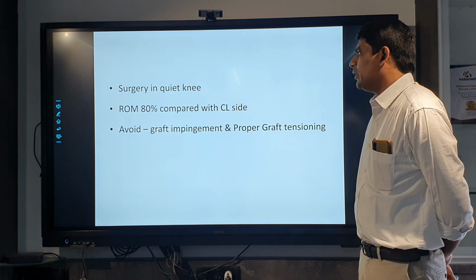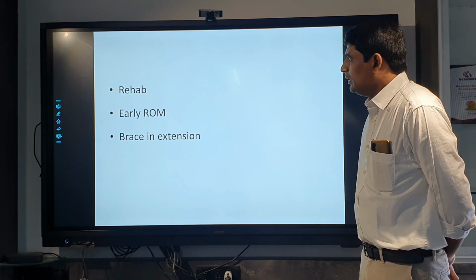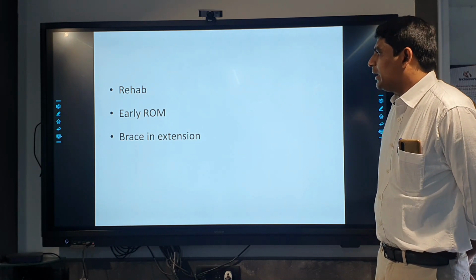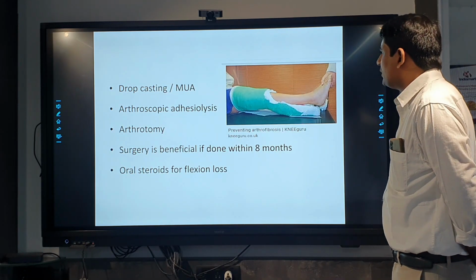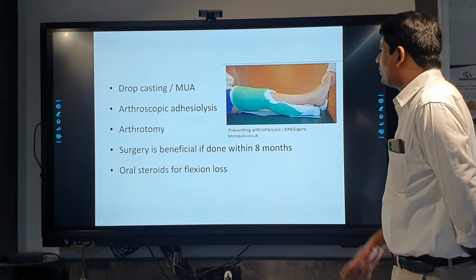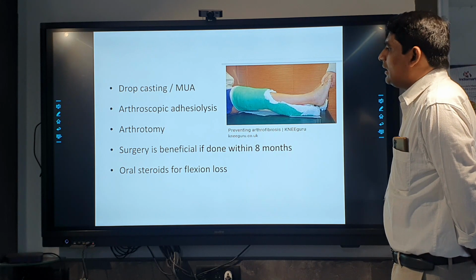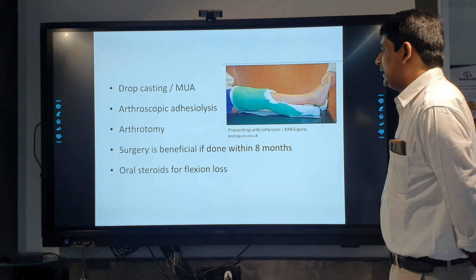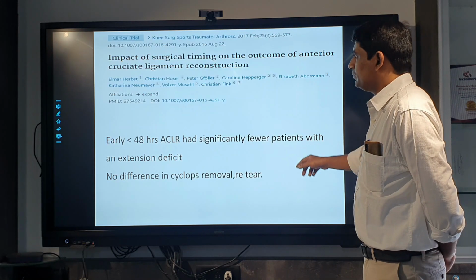If we want to avoid cyclops formation and get better range of motion, then when there is a cyclops formation, do early rehabilitation, early ROM, and brace in extension. The other forms of treating loss of extension include a drop-arm cast, where the anterior thigh is pushed down so that we can get a good extension, manipulation under anesthesia, arthroscopic lysis, and arthrotomy. Surgery is beneficial if done within 8 months. Oral steroids for loss of flexion have shown some improvement in flexion with physio.